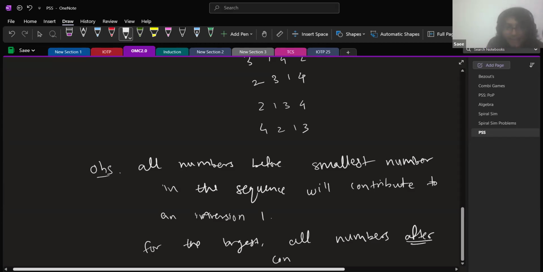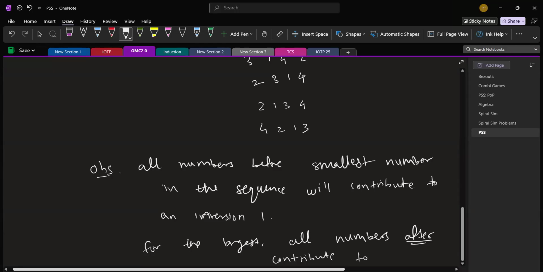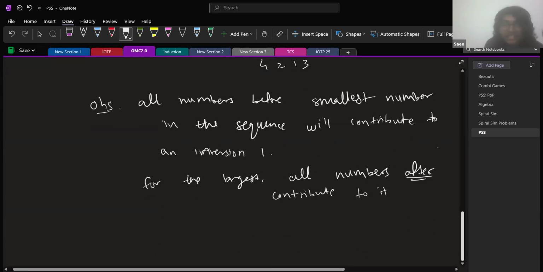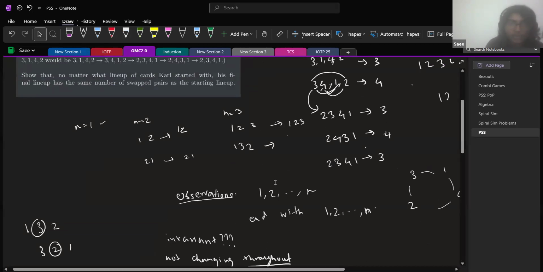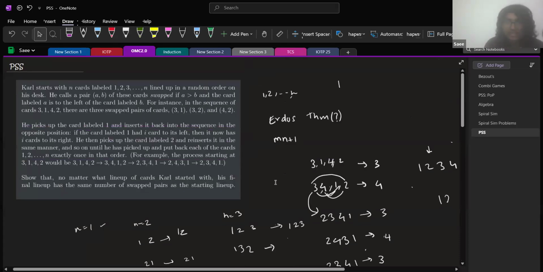contribute. Wow, okay. I'll be surprised if anybody can actually read what I'm writing. It just looks like noodles to me after I've written it. But anyways, contribute to... what is an inversion? An inversion is just a swap pair. Okay, so I'm just referring to an inversion as a swap pair. Yeah, this makes sense. Does this make sense?